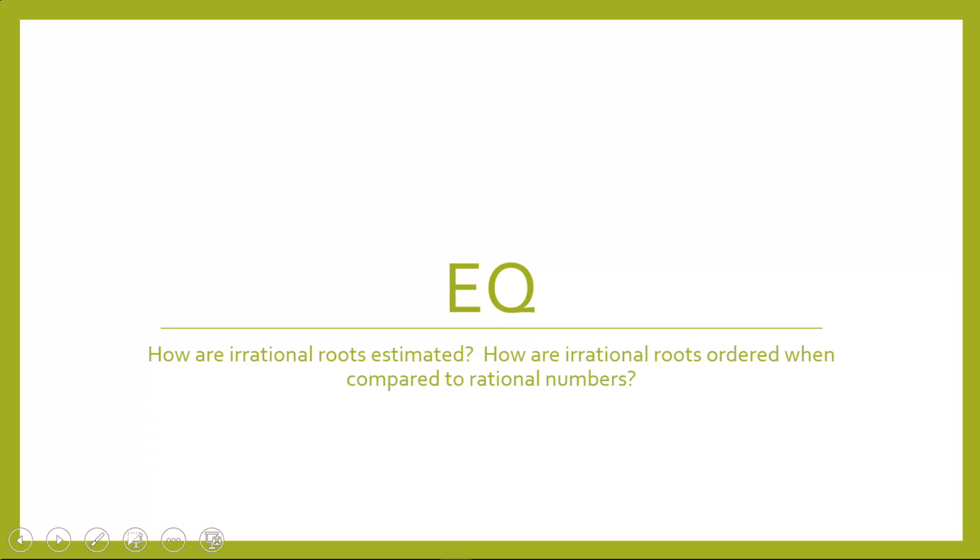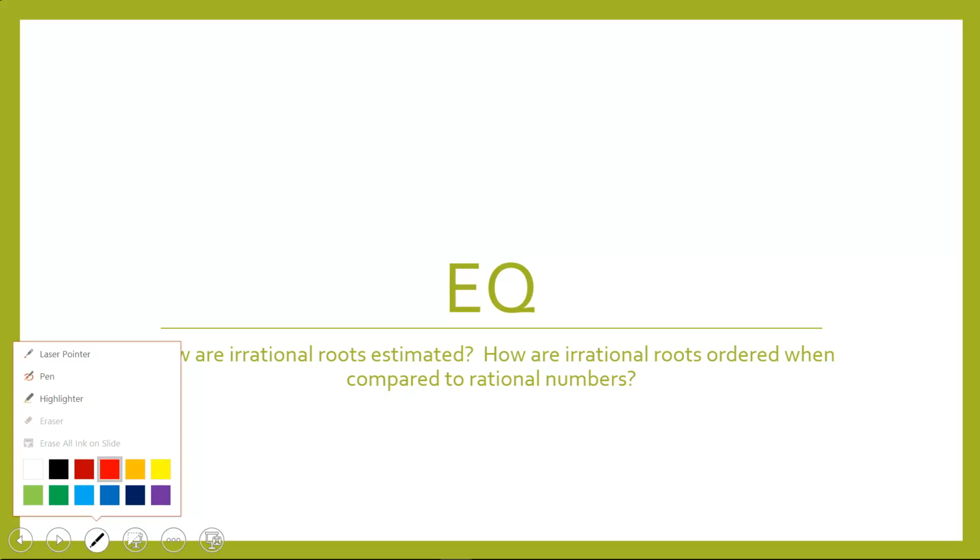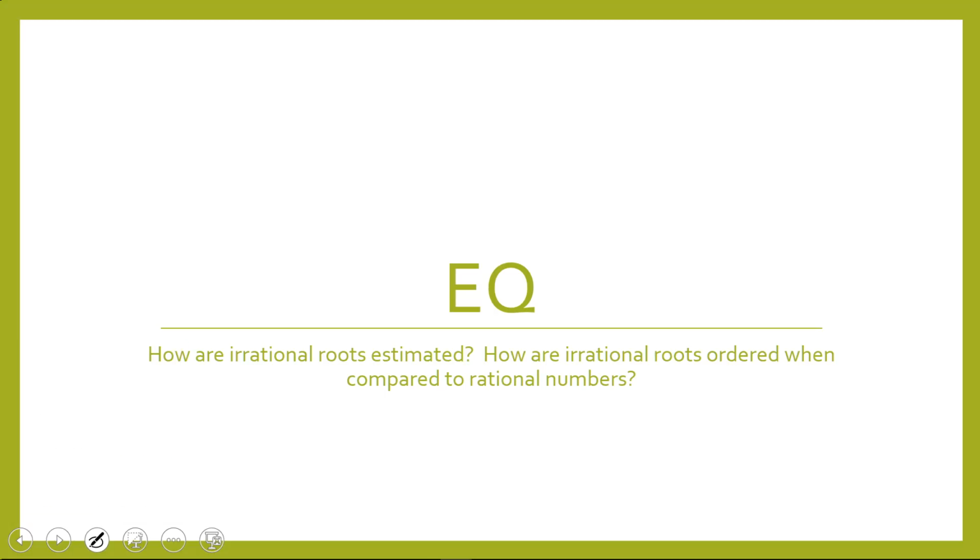Our essential question for today is, how are irrational roots estimated and how are irrational roots ordered when compared to rational numbers? So there's kind of two questions today because there's a lot of information in this, but it's actually a quick set of notes. But again, how are irrational roots estimated and how are irrational roots ordered when compared to rational numbers?